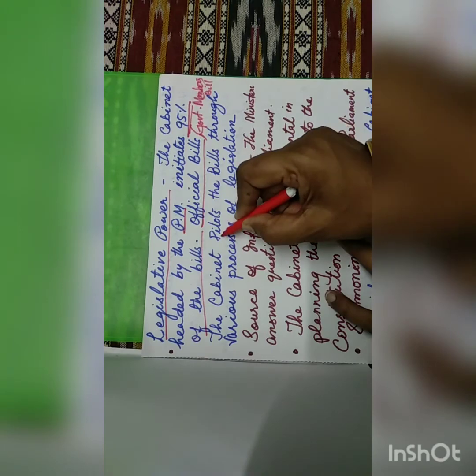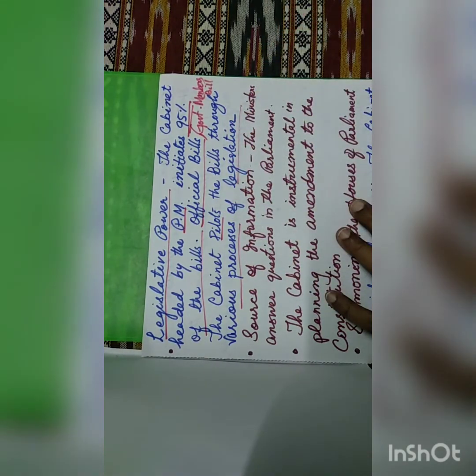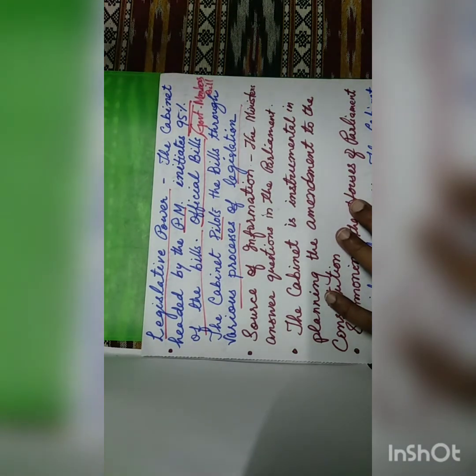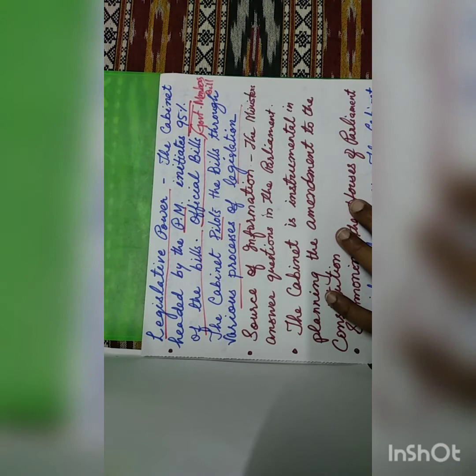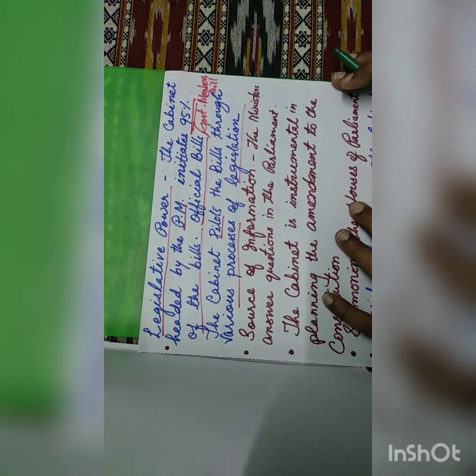The Cabinet pilots the bills through various processes of legislation. They need to check them through various people. There are committees for this purpose, and the committee is responsible to the Cabinet, and the Cabinet secretaries look after them.